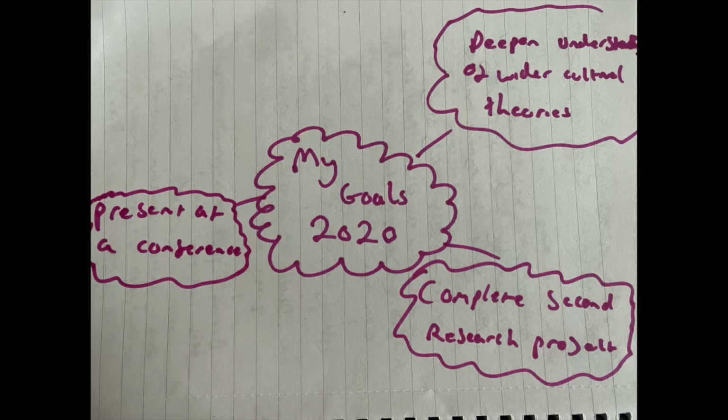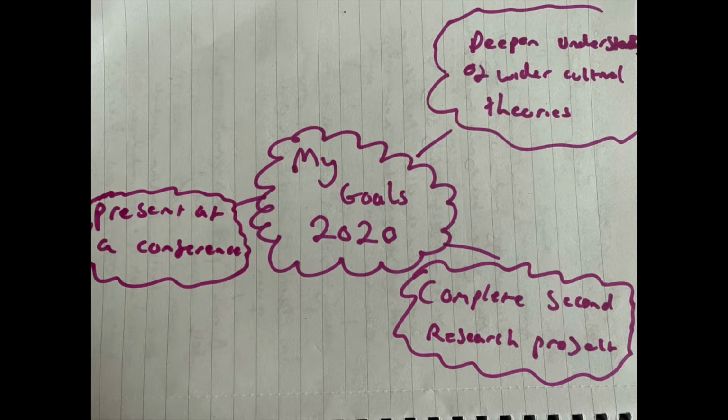My simple way of doing this is doing a mind map. As you can see here, I've done a mind map with 3 buzzword goals, 3 buzzword statements I want to achieve from this academic year. Breaking down big goals into just 3 simple sentences really helps you to define what you're looking to achieve.